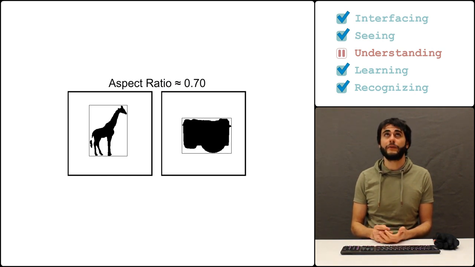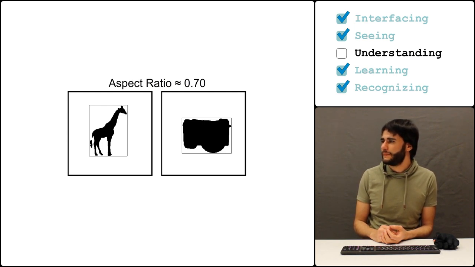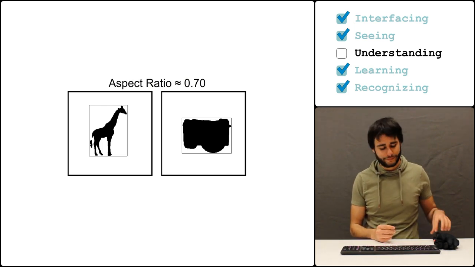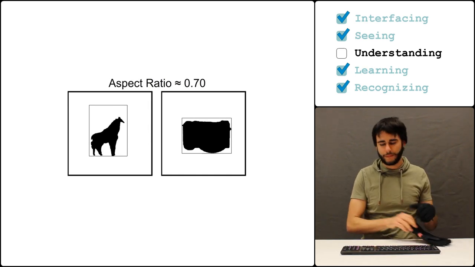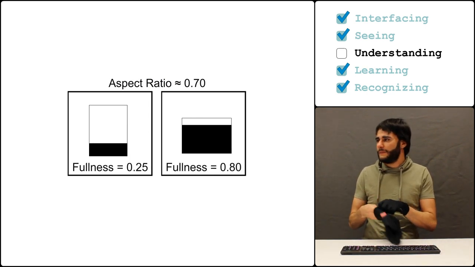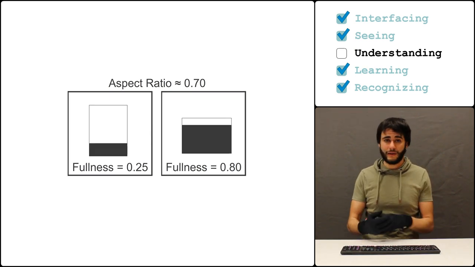We need now to go back to the understanding step and think what else we can add. What other property we can calculate here? If we look inside these boxes, the giraffe has all this empty space around it, but the camera box is pretty full. Yeah, I think we can easily tell them apart by counting this fullness value. So that's what we're gonna do next.